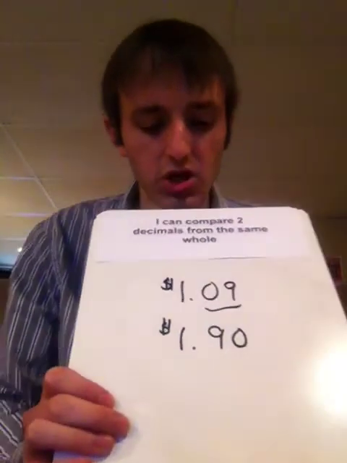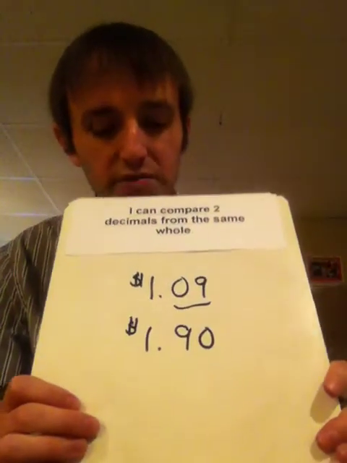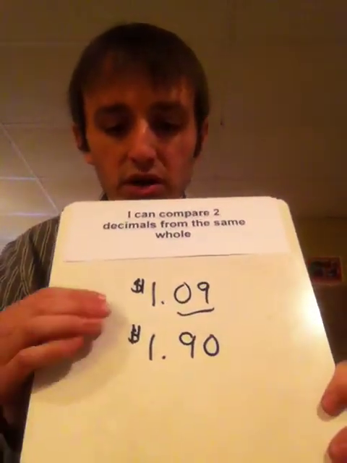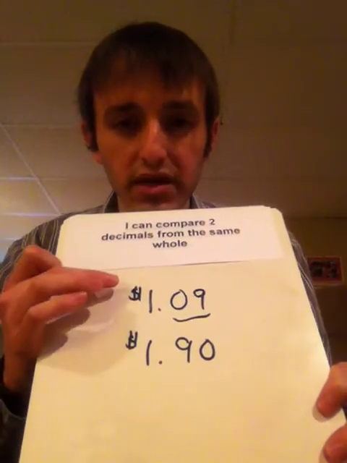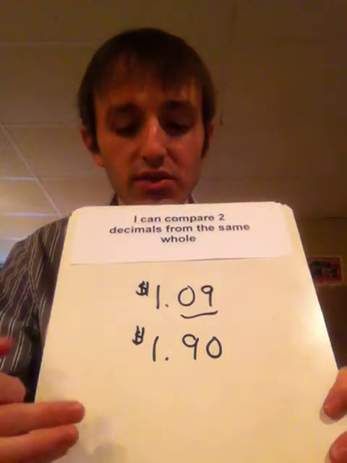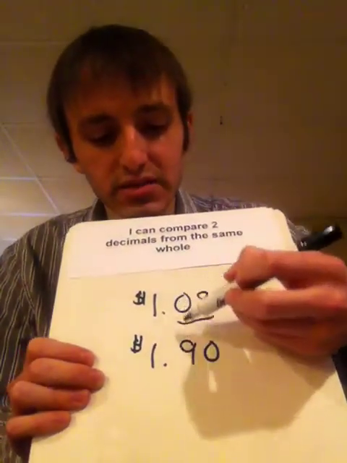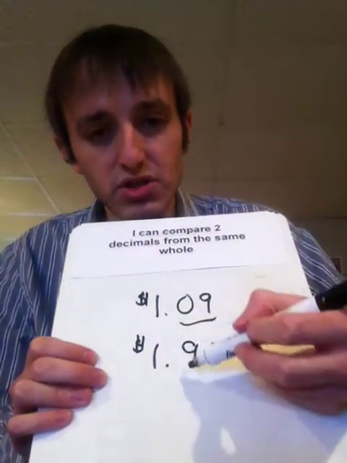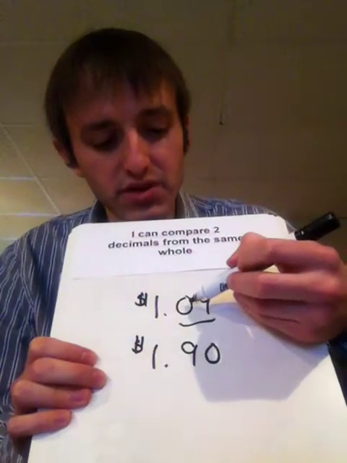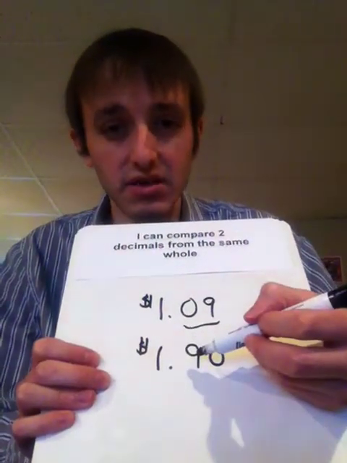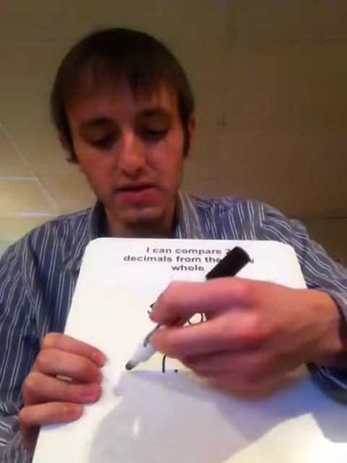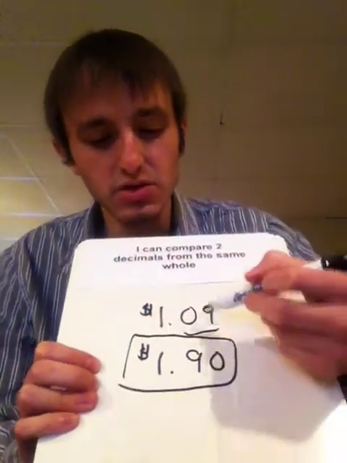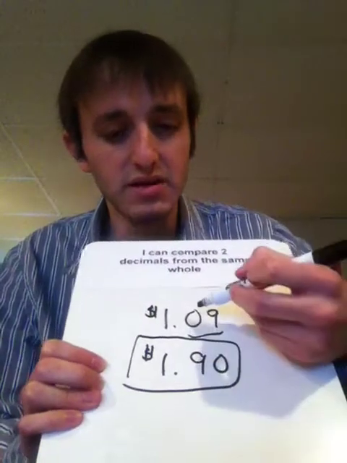So, if we were comparing these, we would always start with your wholes. As you can see, we both have one whole here, so we can't look there. So we need to go to our next place value, which is our tenths. We have 0 tenths here and 9 tenths here. Well, we know that 9 is greater than 0, so automatically this is a larger number than this number because we have a 9 here and a 0 here.